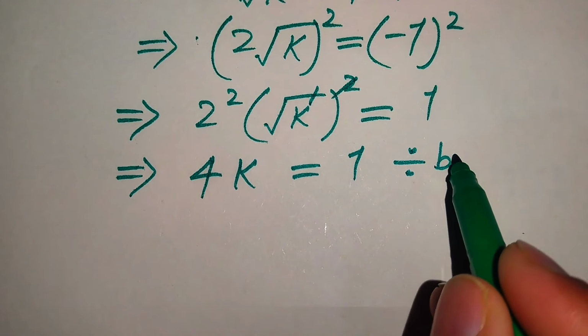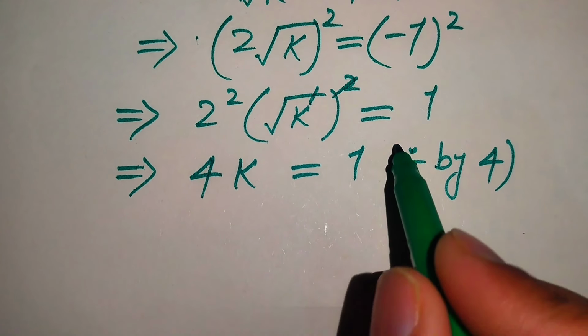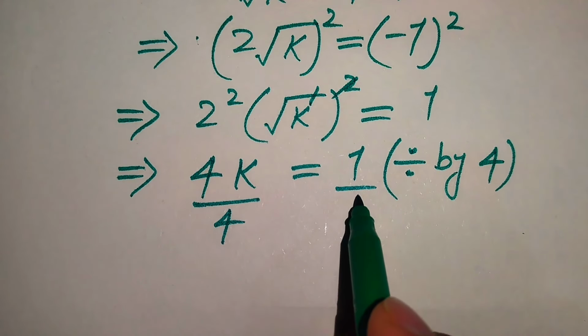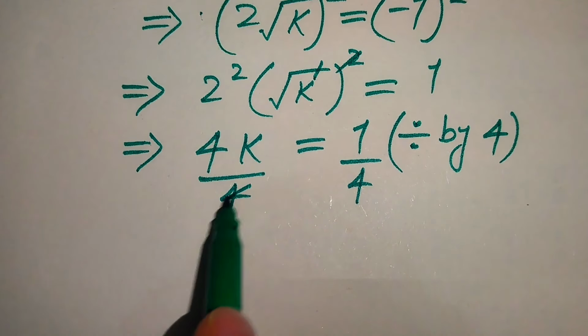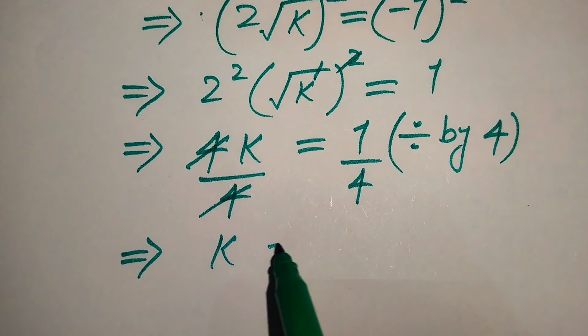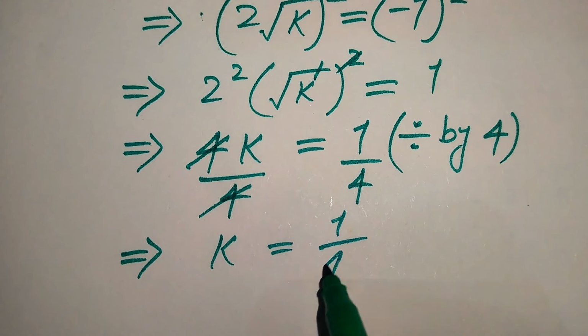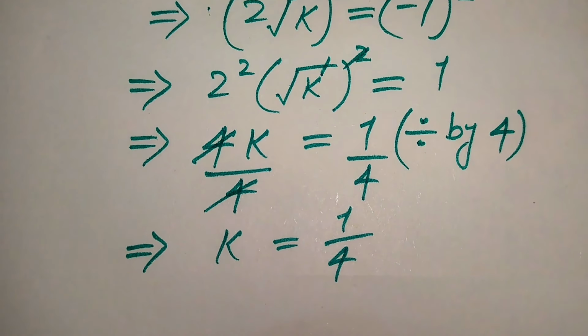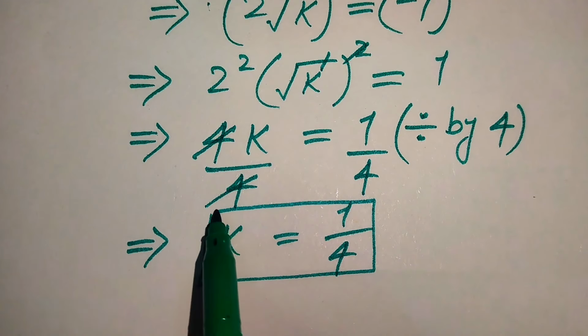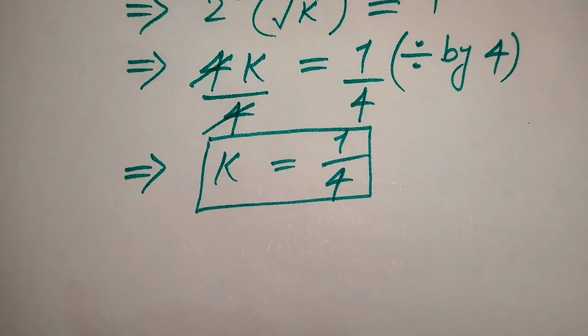For this we divide both of the sides by 4 in order to remove this 4 from the left hand side. So when we divide by 4 it will be written in this form. This 4 and this 4 cancel out each other, and we get here k is equal to 1 divided by 4. So this is the only root of the given equation which we get here.